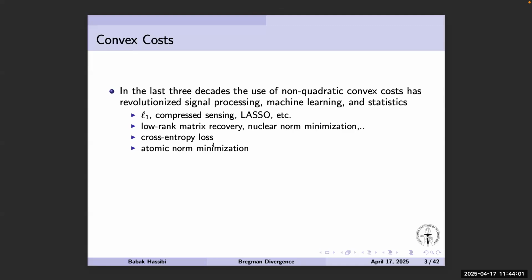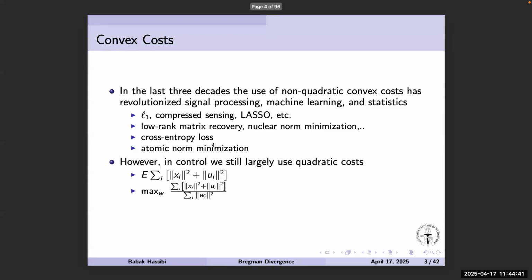Okay, so the motivation is this. If you worked in statistics or signal processing or machine learning, anything, the last few decades, the use of non-quadratic, non-smooth convex costs has kind of become ubiquitous. It's revolutionized, I would say, these fields. Up until maybe the 80s, 90s, everything was kind of least squares, and you had SVDs and this kind of stuff. But compressed sensing, L1, low rank matrix recovery, Mariam is here, nuclear norm minimization, cross entropy loss. These are all convex losses that we use, but they're not quadratic. And so they allow us to get solutions that are very different, sparse solutions, low rank solutions. We can structure the kind of solutions we want.